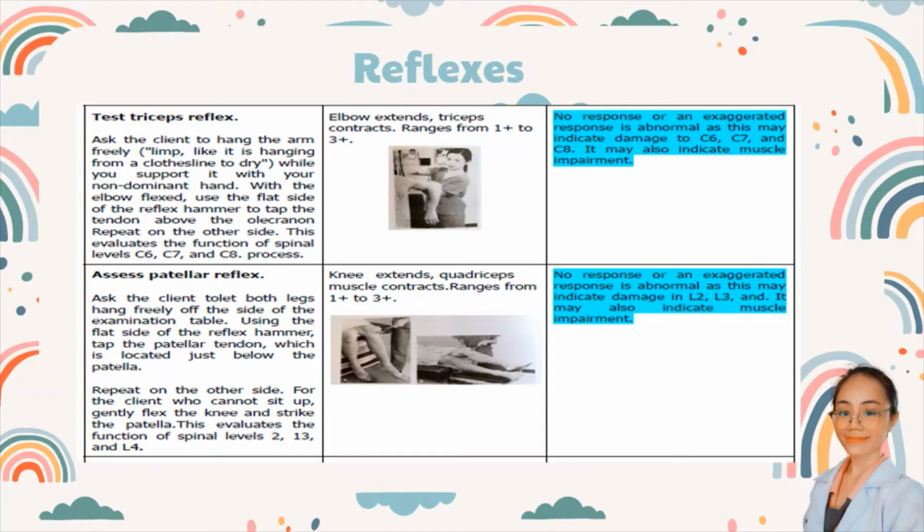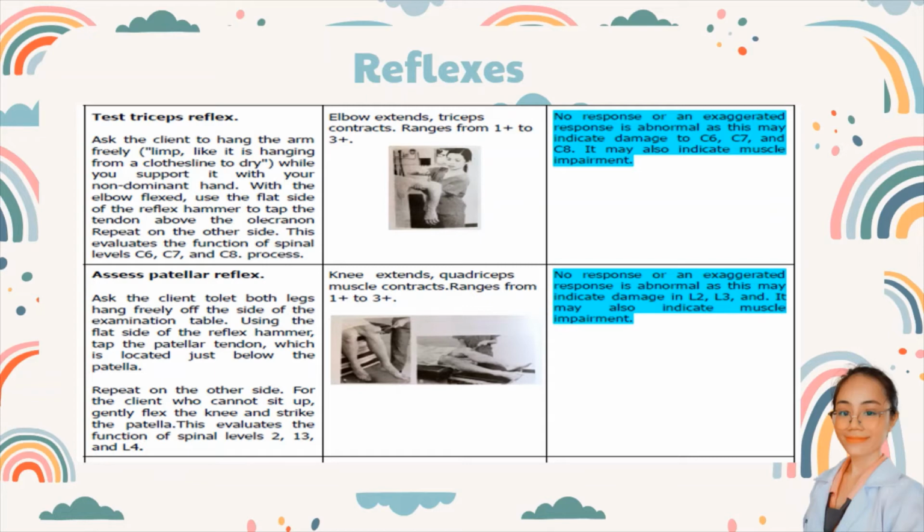Next, we have to assess the patellar reflex of our client. So we have to ask the client to let both legs hang freely off the side of the examination table, and using the flat side of the reflex hammer, tap the patellar tendon, which is located just below the patella, and then repeat on the other side. For the client who cannot sit up, gently flex the knee and strike the patella. This evaluates the function of the spinal levels L2, L3, and L4.